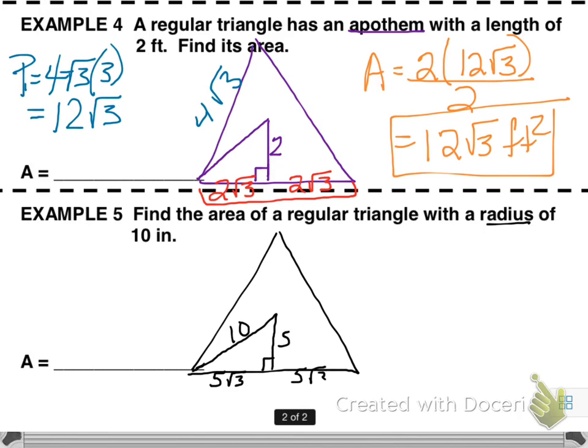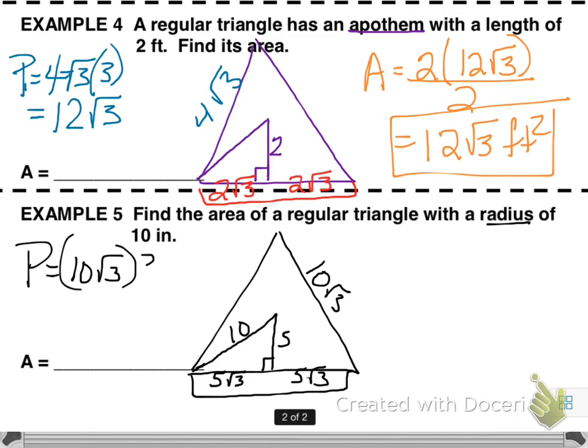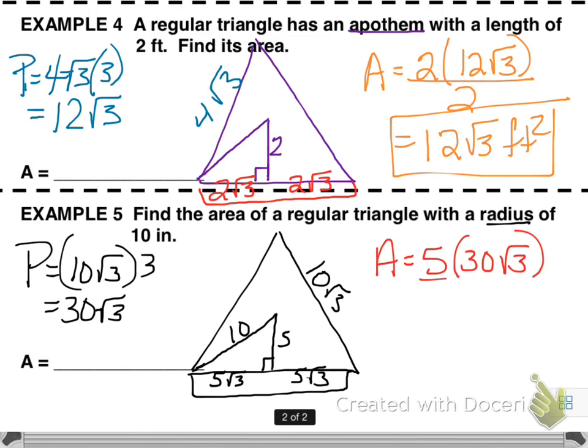So if I double that, then I know that the side length is 10 square roots of 3. So if I take one side and I triple it, then I know my perimeter is 30 square roots of 3. And again, I have all the information I need to find the area, which is apothem times perimeter divided by 2.